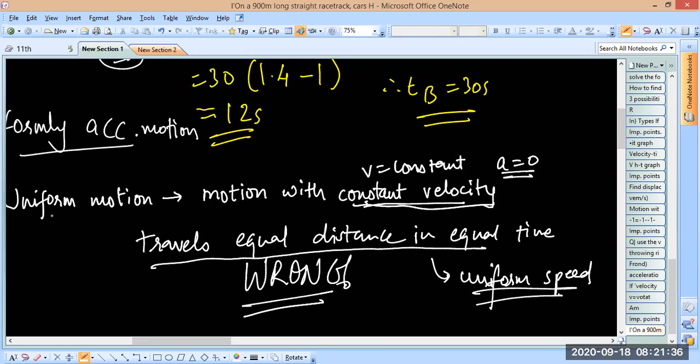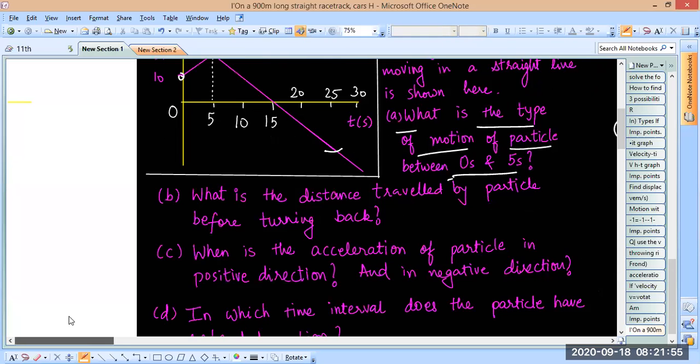This, what I've written over here, is the complete thing. Motion with a constant velocity, right? Or you could say that with acceleration 0. That's called uniform motion. All right, so please be careful. Okay, so now let's come back to this question.